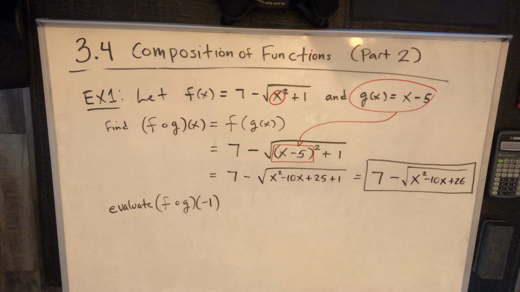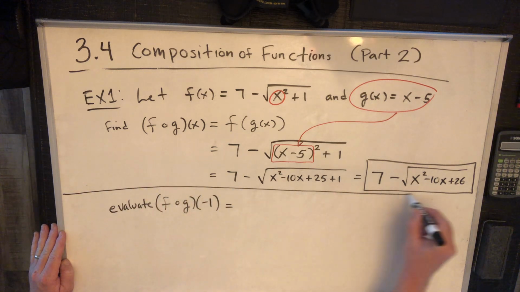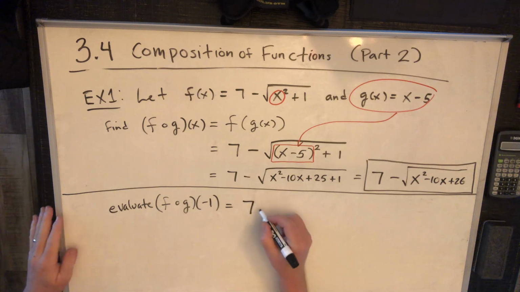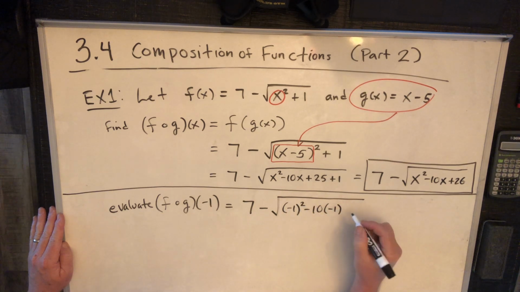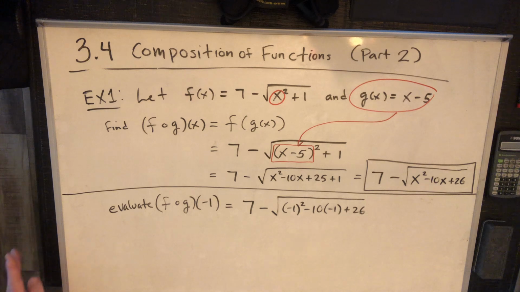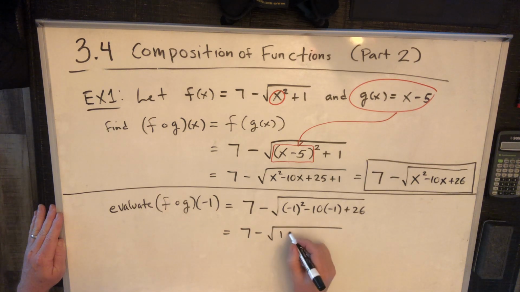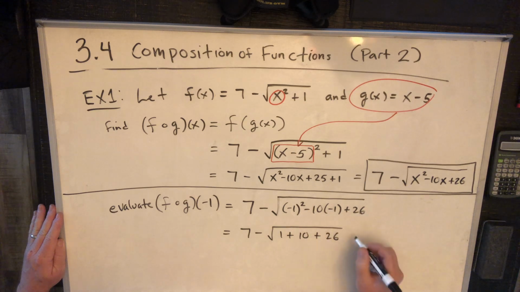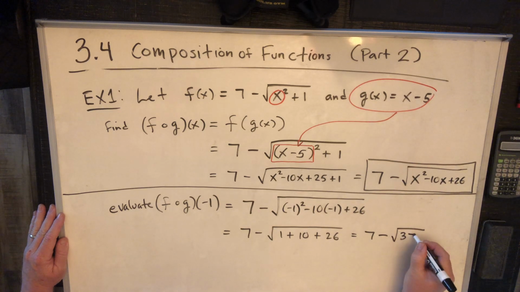Now we're going to evaluate it for the second part of the question. We're going to take the result from the first part and replace our x's with -1. So we have 7 minus the square root of 1 plus 10 plus 26. 7 minus the square root of 37.